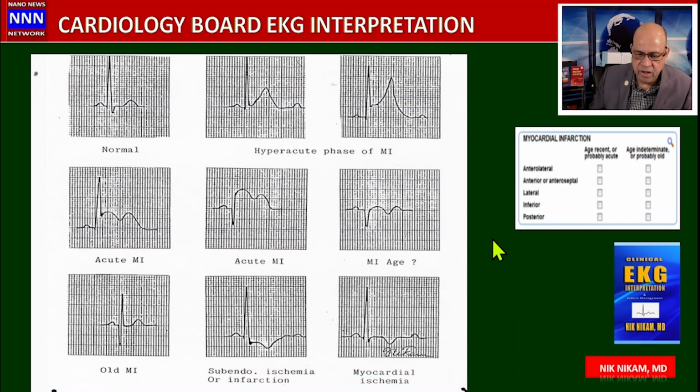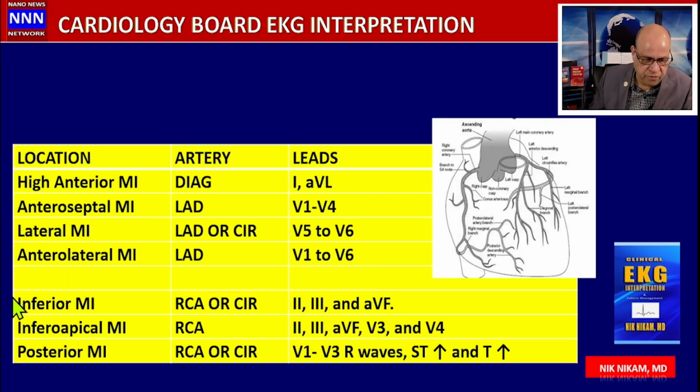Inferior myocardial infarction is 2, 3, AVF. Infraepical is not listed there, but for your purpose, I'm just telling you, sometimes you can see inferior wall changes and also similar changes in V3 and V4, which is considered infraepical, because in a small percentage of people, the infraepical region of the tip of the heart is supplied by the distal branches of the posterior descending artery coming from the right coronary artery.